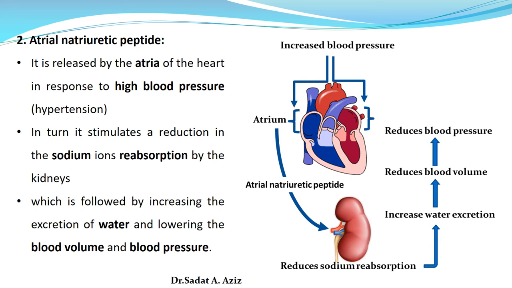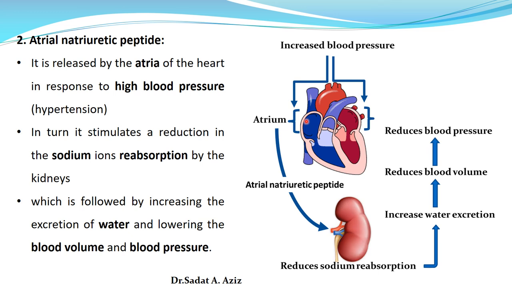The second hormone is called atrial natriuretic peptide. Atrial, it means what? The hormone is related to the atria of the heart. You know what we have within the heart? We have the atria and ventricles, right and left atrium, and right and left ventricle. So the atrial natriuretic peptide is secreted from where? From the atrium of the heart.